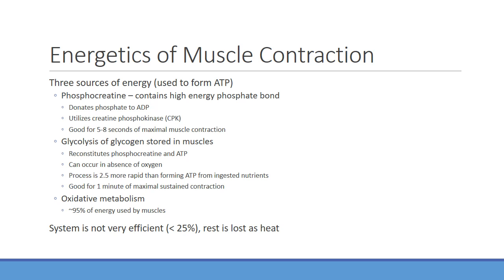And then probably the lion's share of energy production is going to be through this oxidative metabolism. About 95% of the energy that gets produced in the muscles in the form of ATP is going to be generated from this oxidative metabolism.